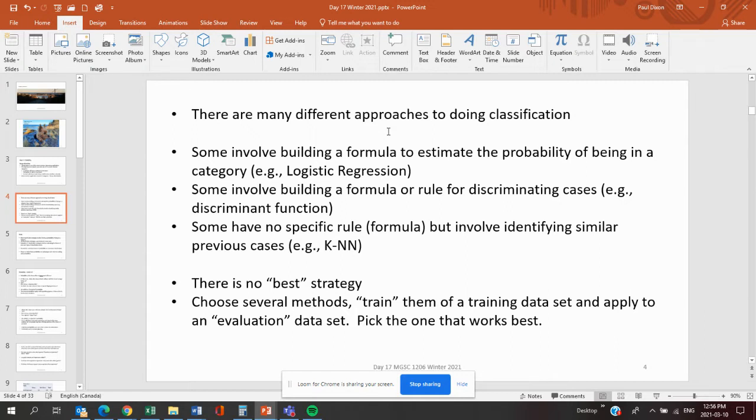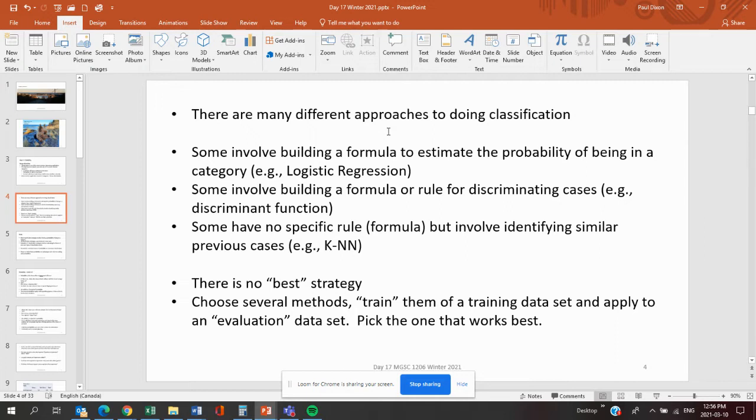Another approach is to not estimate the probability, but just try to separate the two groups by putting a fence between them. On one side of the fence are the good guys, the other side are the bad guys, but you probably can't build a perfect fence. You're going to get some good guys in with the bad ones and some bad ones in with the good ones, but hopefully not too many are misclassified. Again, though, building the fence is like finding a formula.